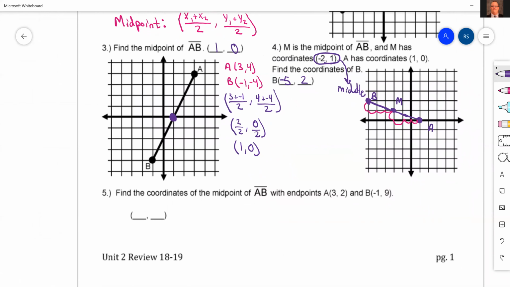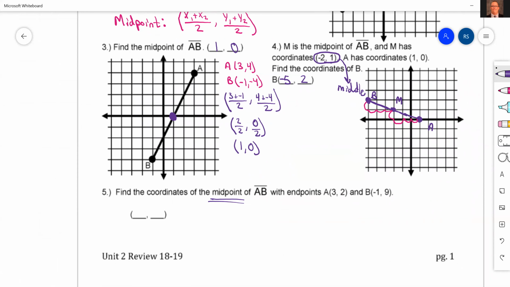Okay, number 5. Find the coordinates of the midpoint of AB with endpoints 3, 2 and -1, 9. So here they give us the endpoints. We just have to use our midpoint formula. So let's label our points: x1, y1, x2, y2. So x1 plus x2 divided by 2. y1 plus y2 divided by 2.